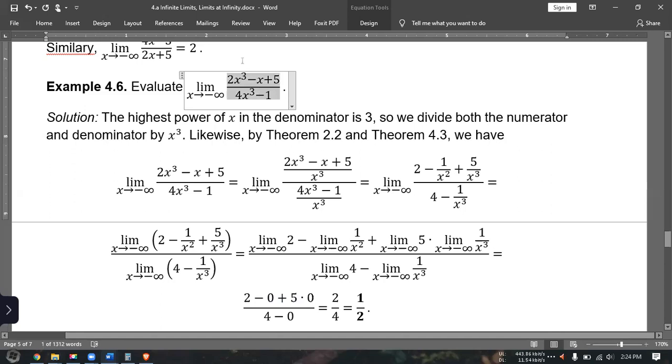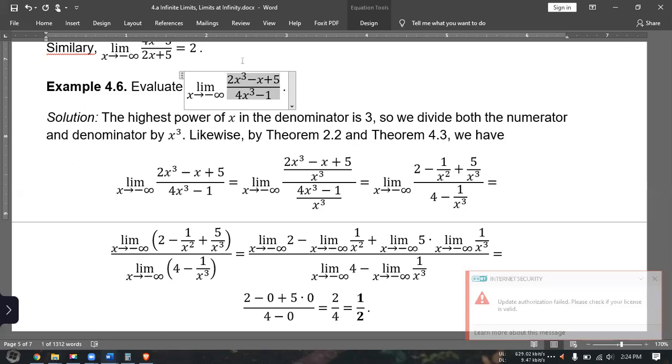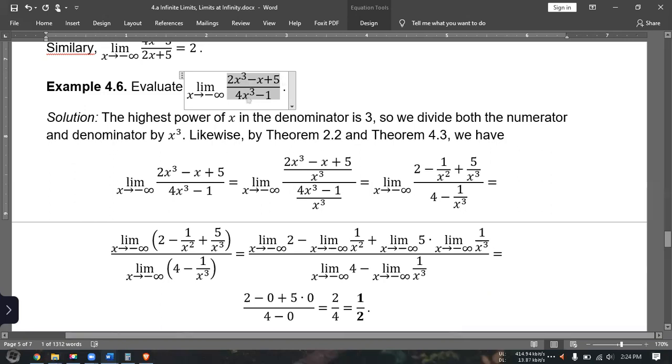We have the limit of 2x cubed minus x plus 5 over 4x cubed minus 1 as x approaches negative infinity. First thing to do, in evaluating limits at infinity, is to identify the highest exponent of x in our denominator. In this case, that would be x cubed. So we divide our numerator and denominator by x cubed.